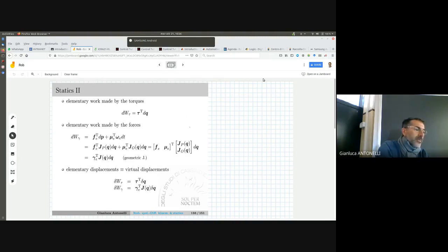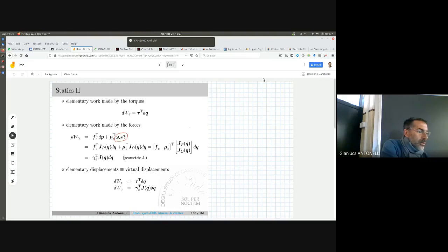The way to bypass this problem is to define the elementary orientation as the angular velocity multiplied by dt. Because the integral of the angular velocity doesn't have a physical meaning, but this has a physical meaning. It's the elementary rotation around omega e. Sorry, but this is the elementary rotation.